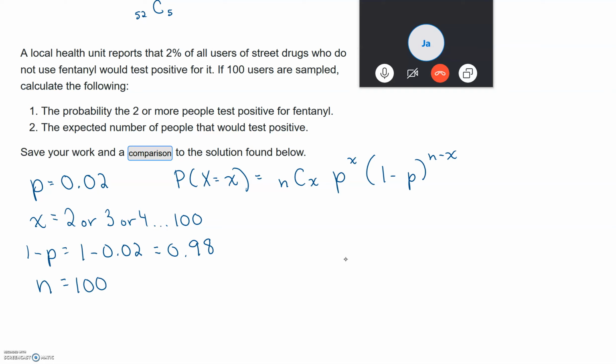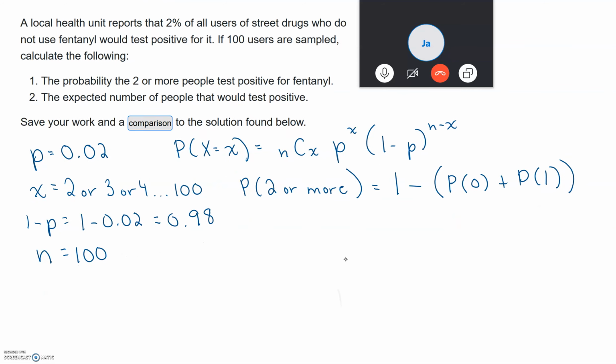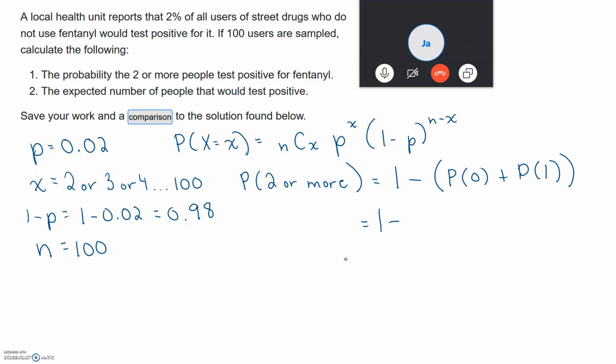But you can't just sub in one number because that would be for one probability. Let's start with the probability of 2 or more. I'm not going to be doing the probability of 2, 3, 4, 5, 6, 7. That's going to take me forever. So I'm going to do indirect, which is 1 minus what? 1 minus, could be 0, 1. 0 and 1. That's right. 1 minus the probability of 0 plus the probability of 1. There you go. So let's go ahead and do the probability of 0.